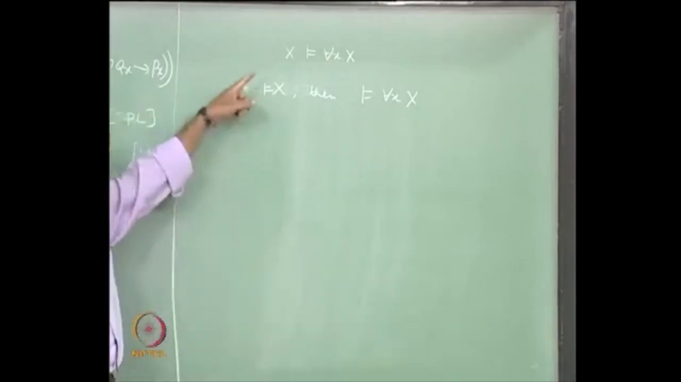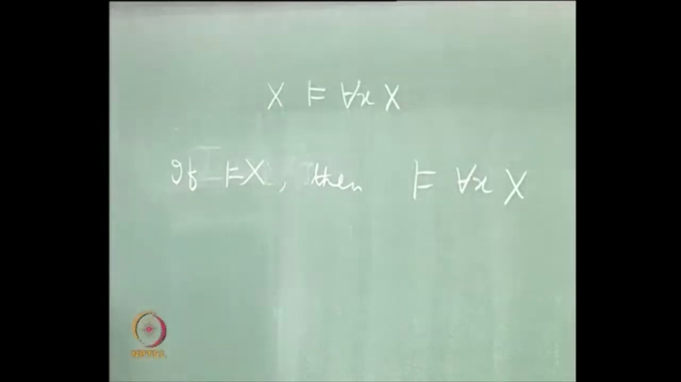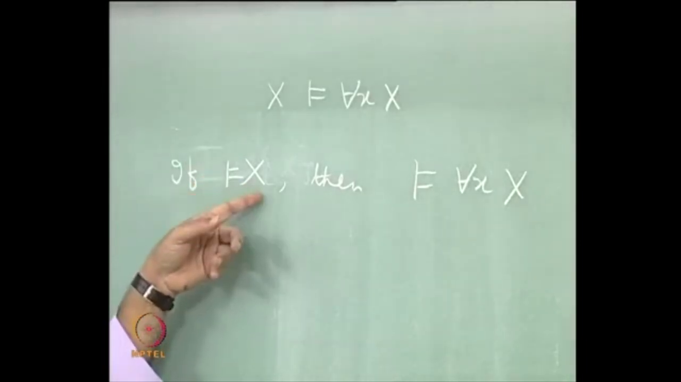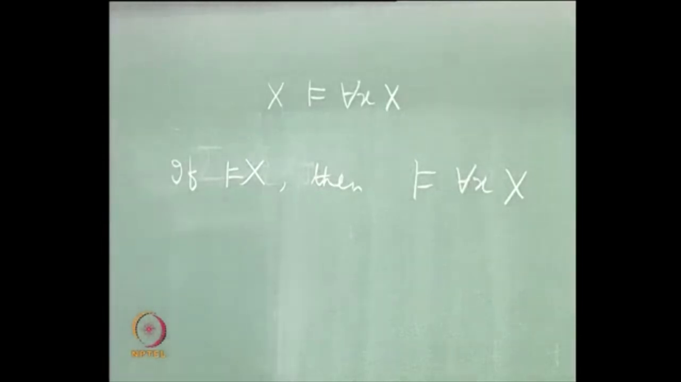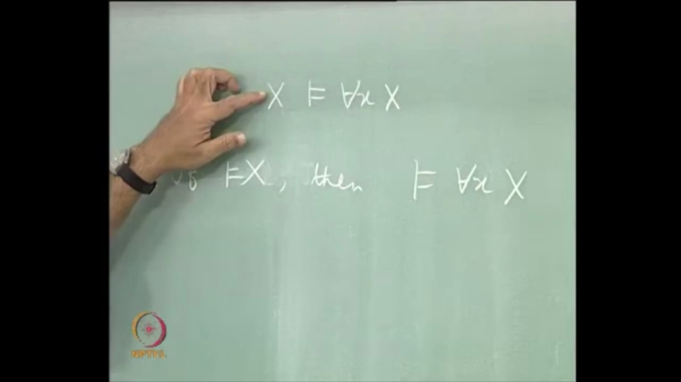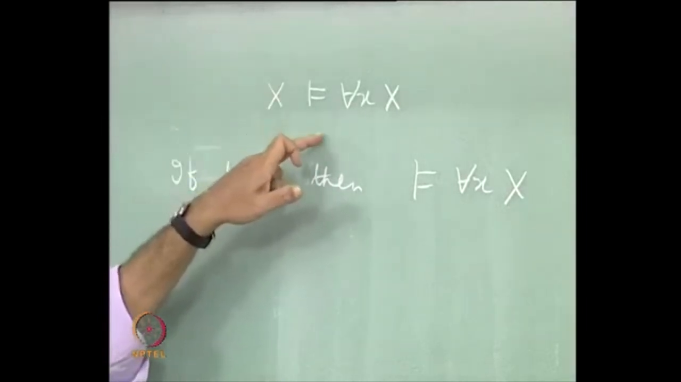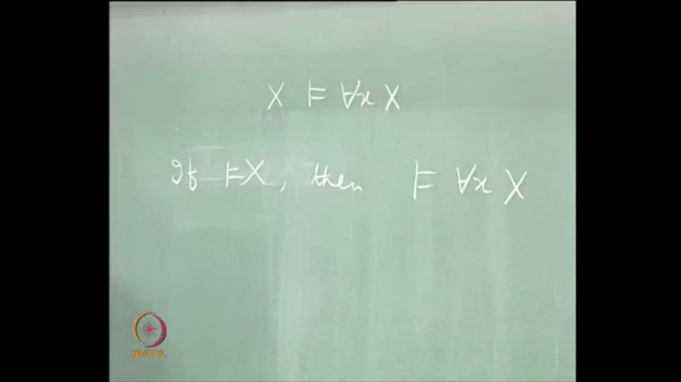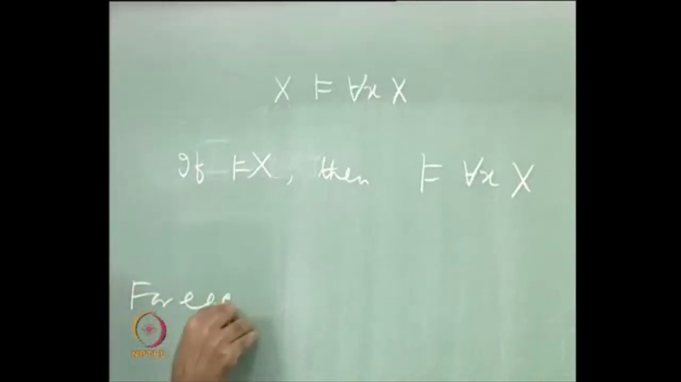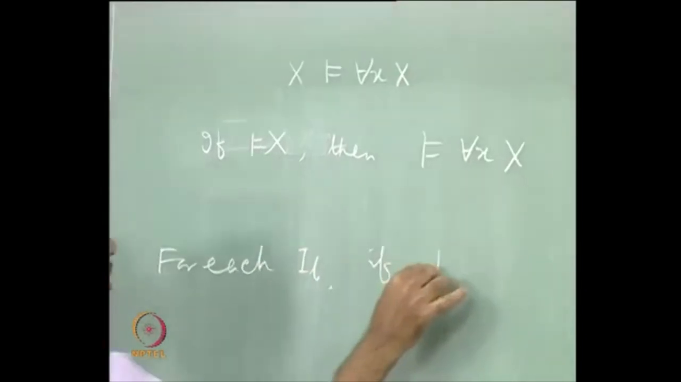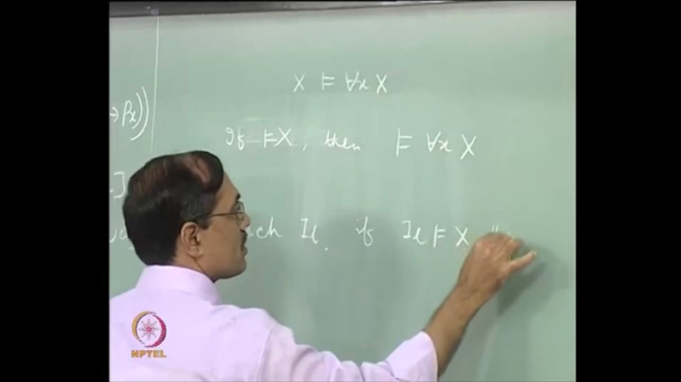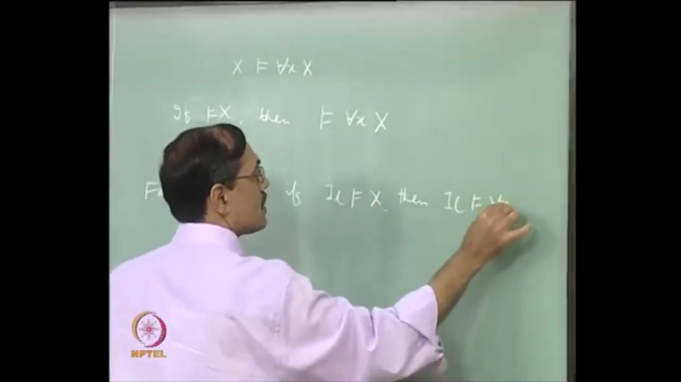Fine. So now let us look at these two sentences. This is a meta sentence. This is also a meta sentence, but it is of a different level, still a higher level. It involves talking about the entailments itself. This talks about validity. This talks about entailment itself. Right. So it's still a meta sentence. It talks about the entailment relation itself. Now what does it say? This says x entails for each x, x means whatever state you take, if that is a state model of x, then that is a state model of for each x, x, right? Or you may say for each IL, if IL satisfies x, then IL satisfies for each x, x.